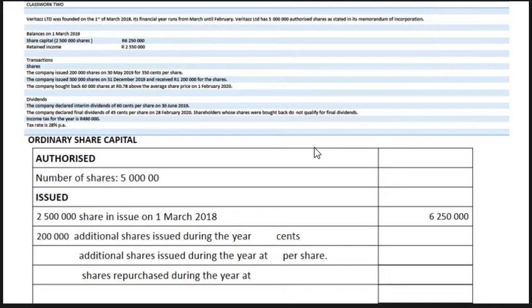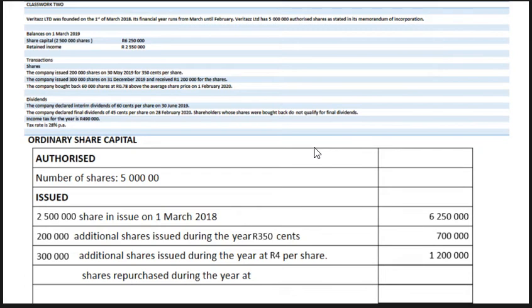That's 350 cents, which will give us 700,000. And then what happened thereafter? We issued 300,000 more shares. At what price? There was no price, but you were given 1.2.